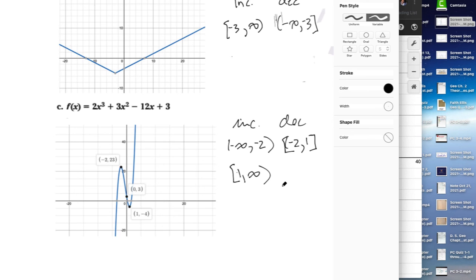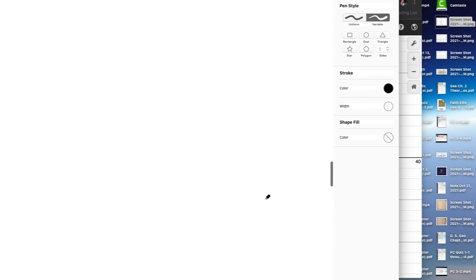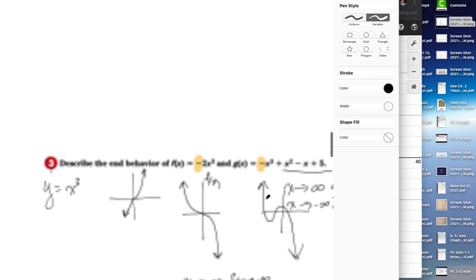And so there we have it. We talked a little bit about end behavior. We talked about monotonicity, increasing over particular values. We talked about continuity today. We talked about a lot of things.